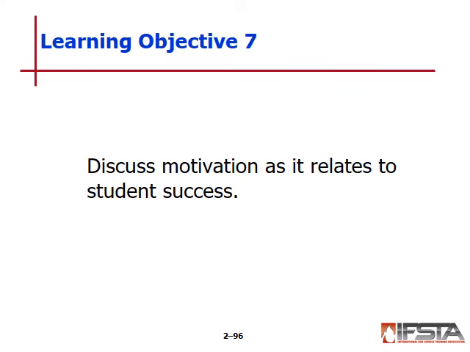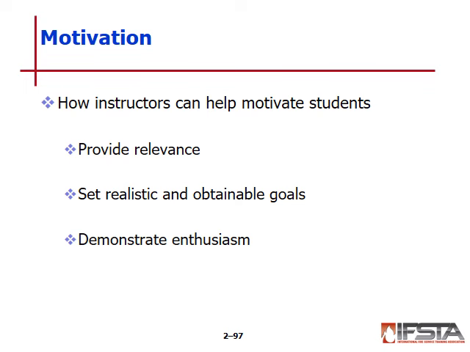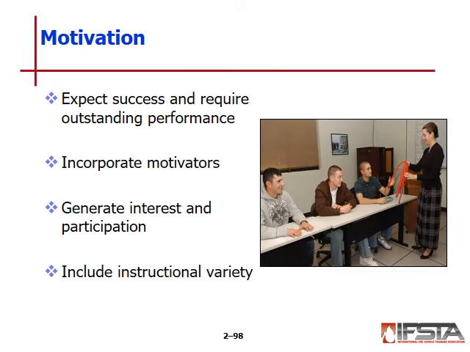Okay, gang, we're now in the home stretch. Last objective, number 7: discuss motivation as it relates to student success. Now, how can instructors help motivate students? One is, of course, providing relevance. Set goals for the students that are realistic and attainable, and of course, demonstrate enthusiasm when you're teaching the subject. Expect success and require outstanding performance from your students.